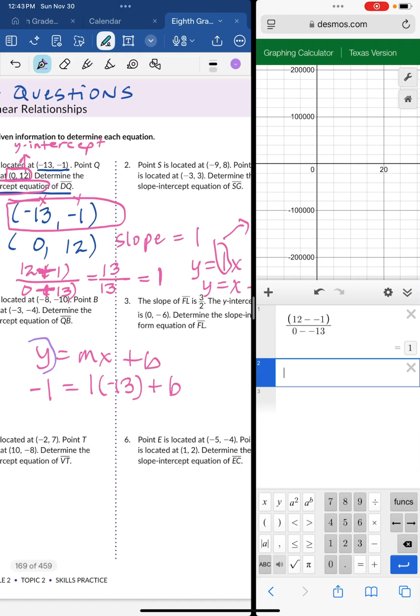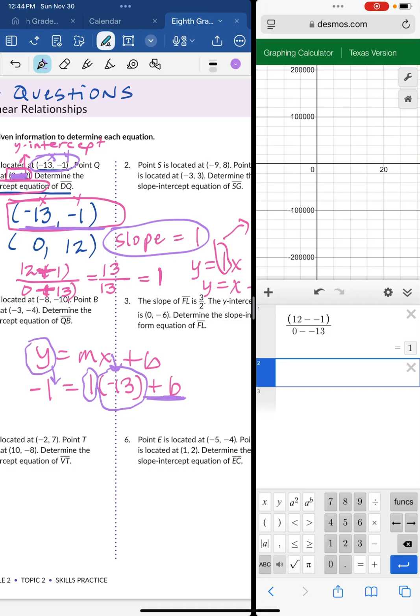I plugged in -1 for y and -13 for x because I've got those 2 points given to me, x and y. And I found my slope. My slope is 1, so I plugged that in there. But let's pretend like I don't know this, and so I don't know what the b is.